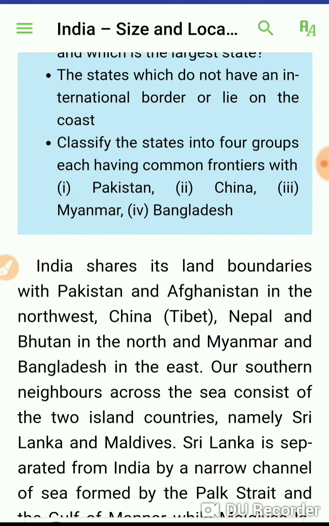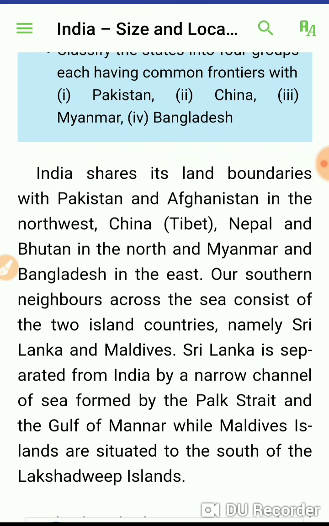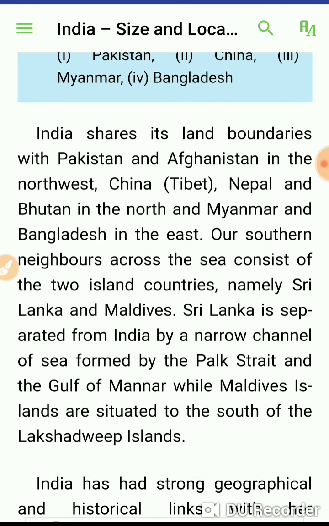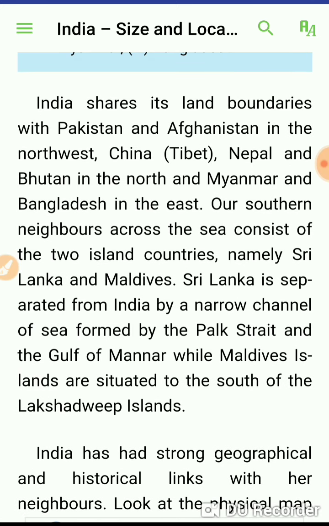India shares its land boundaries with Pakistan and Afghanistan in the northwest, China, Nepal, and Bhutan in the north, and Myanmar and Bangladesh in the east. Earlier it was Burma. Right now the name has been changed and it is Myanmar.